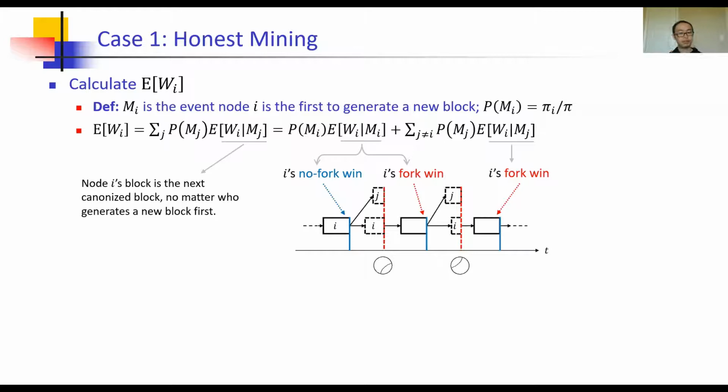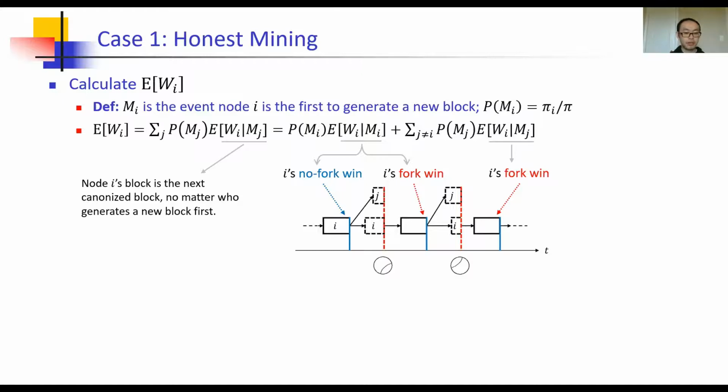Since W_i equals 1 means node i wins the next block, it has three different winning cases. Case 1, i proposes the first block and encounters no competition at all. This is called no fork win. Case 2, i proposes the first block but encounters a competing block from another node, called, say, j. And for case 3, some other node j proposes the first block, but i proposes the second block, and they compete with each other. Case 2 and case 3 are called fork win.